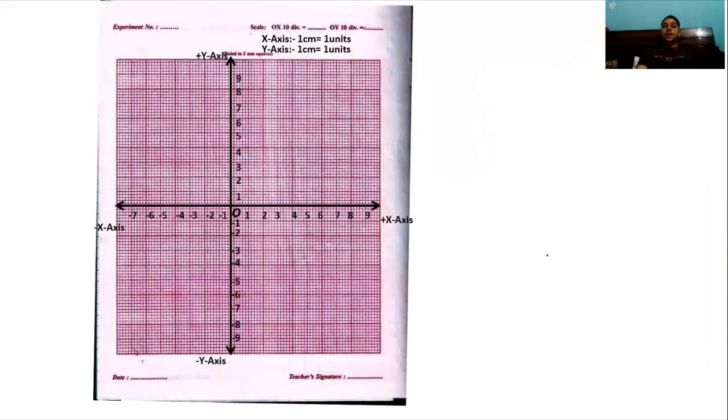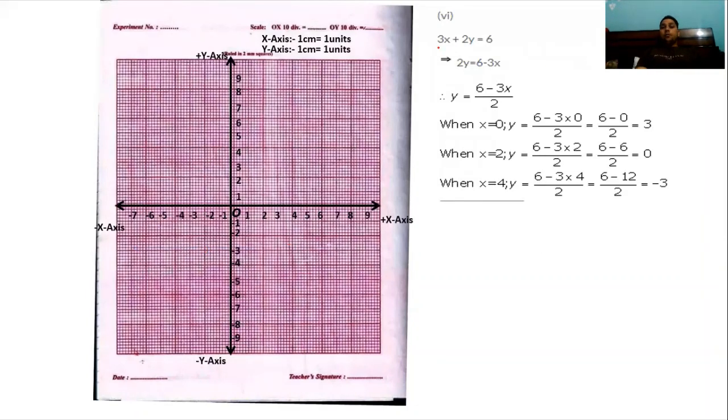Okay, then another category of question. Now we have to plot the equation 3x plus 2y is equal to 6. For this, we first decide, again in a similar way, the scale factor: on the x-axis 1 centimeter is equal to 1 unit, and on the y-axis also 1 centimeter is equal to 1 unit. So we plot the x-axis and y-axis on the graph paper, taking 1 centimeter is equal to 1 unit on both axes, and write positive x and negative x, similarly positive y and negative y on the graph paper here.